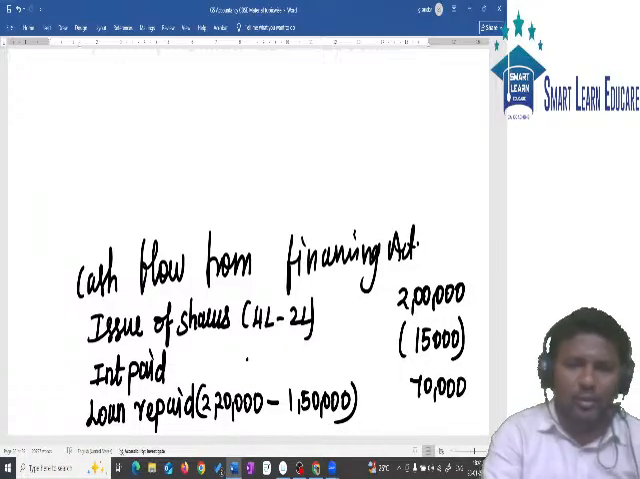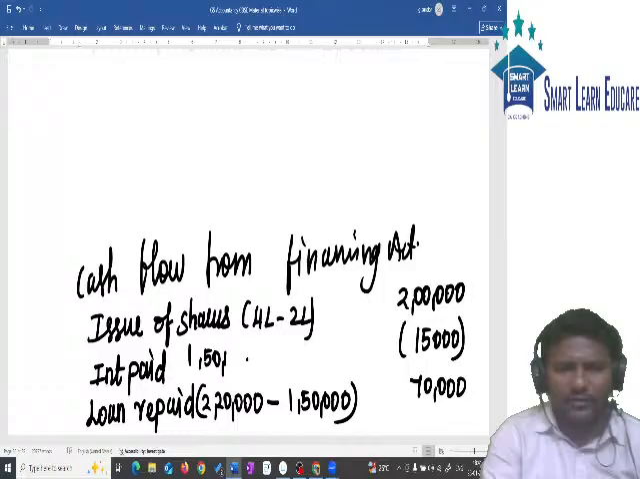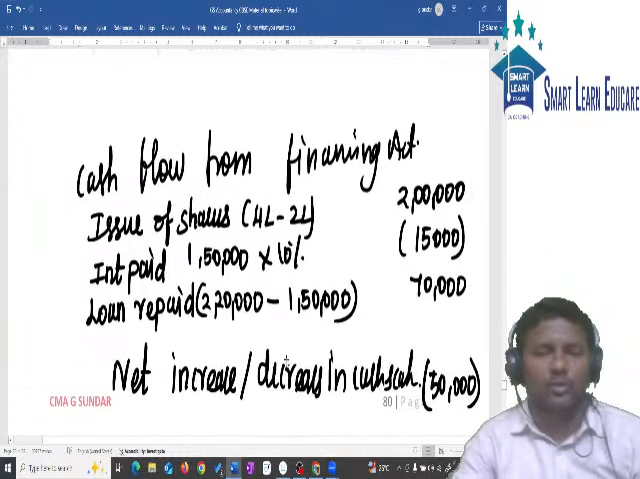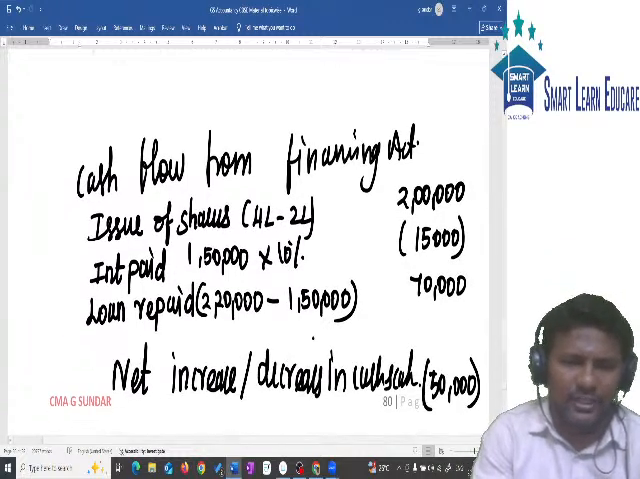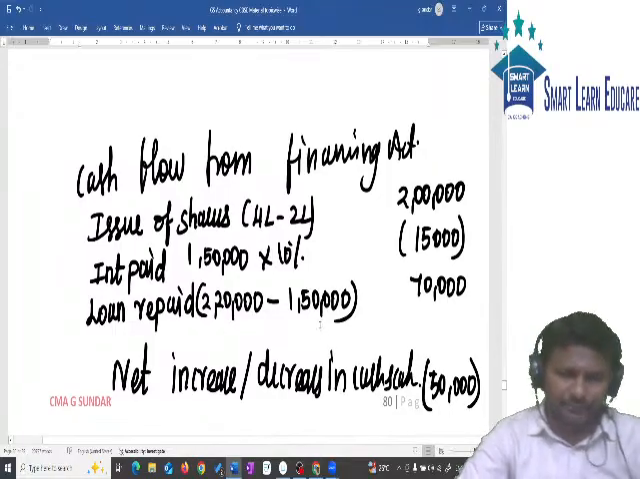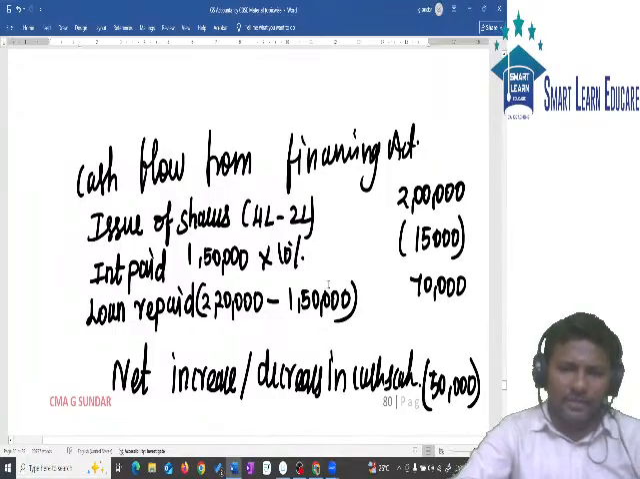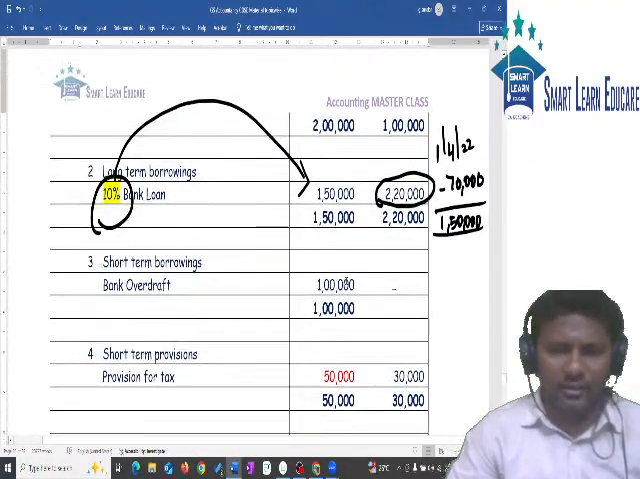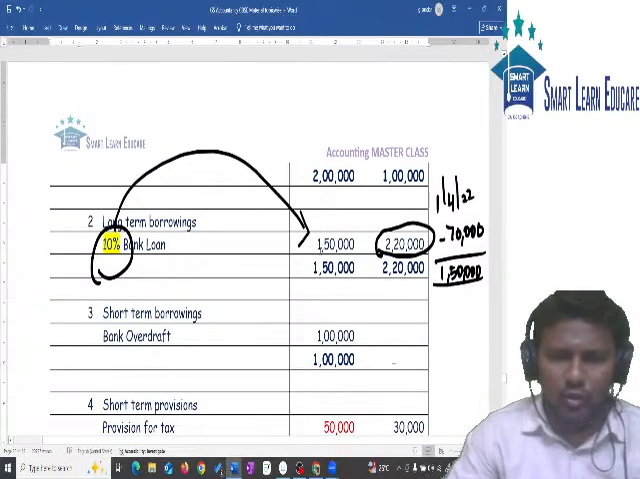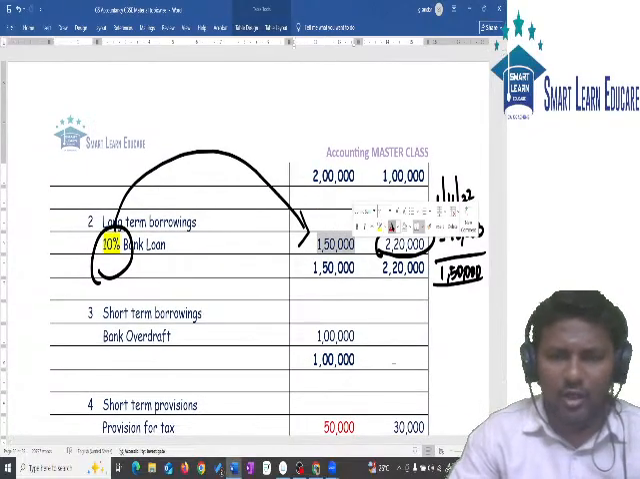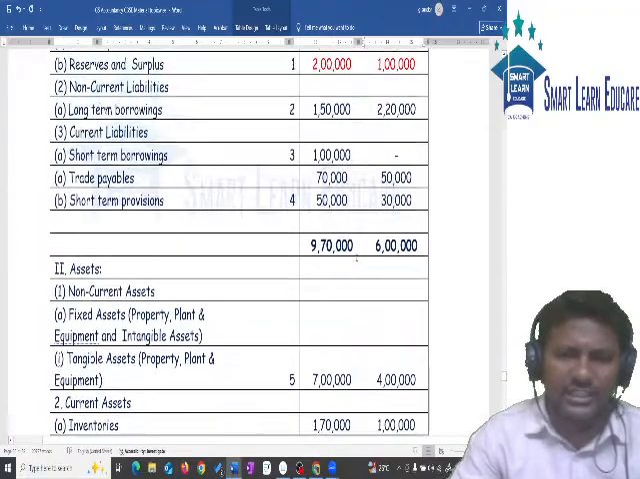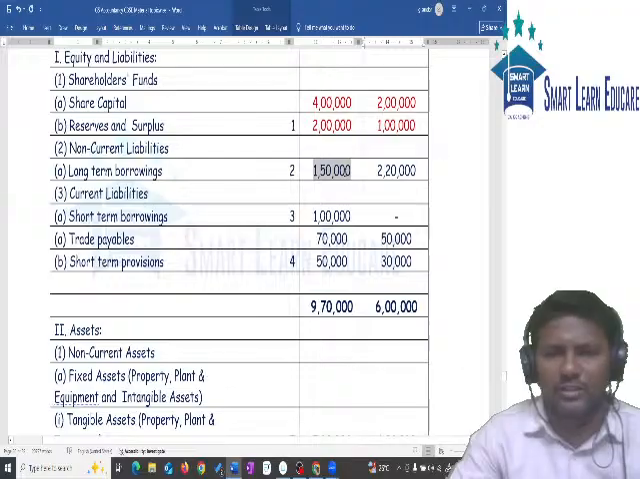How did I get 15,000? I have a closing balance of 1,50,000, and on that closing balance it is 10%. 10% of 1,50,000 comes to 15,000. And this is how you should find out the loan paid. It is 70,000. I hope it is clear. Okay, now proceeding further. So for the loan, we considered 1,50,000 and also 2,20,000. Opening balance of loan is considered as well as closing balance of loan.